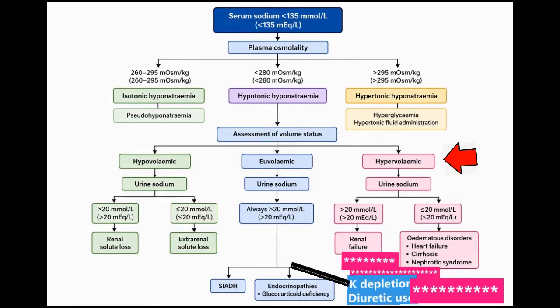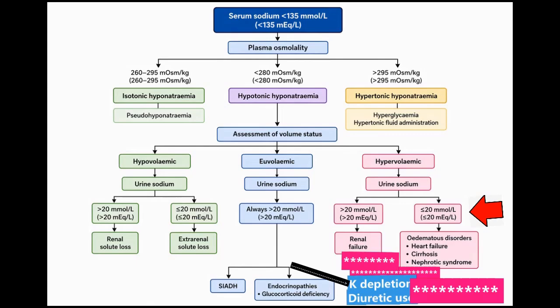These patients have increased total body water and sodium, but water retention exceeds sodium retention, leading to edema. Examples include peripheral edema, ascites, pulmonary edema. Again, urinary sodium helps determine the cause. Urine sodium more than 20 mmol per liter. The kidneys are unable to retain sodium. The classic cause is renal failure. Damaged kidneys cannot appropriately conserve sodium.